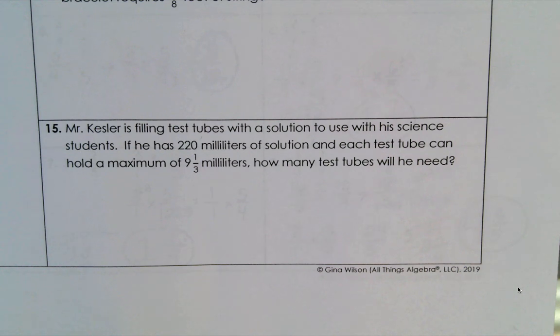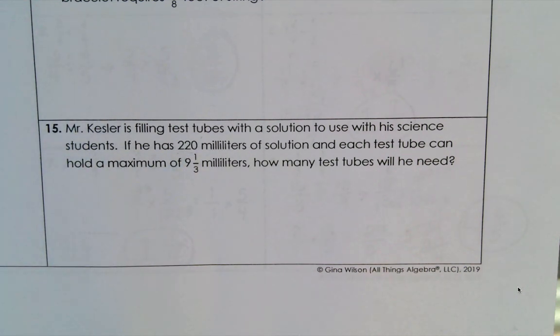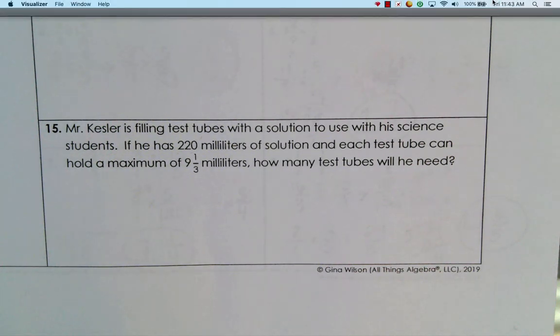So you got to work that out and be aware that 220 is a whole number, and whole numbers must also be converted to fractions before we can divide and multiply. Okay? All right.